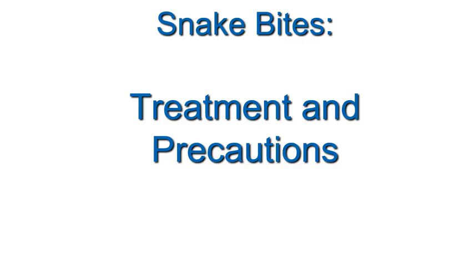Snake bites. We need to keep the extremity below the level of the heart. We need to keep it as immobile as possible to prevent a lot of circulation and the venom getting to the core circulation. If we can identify the snake, that's great, because then we can identify what antivenom we could use. The important thing is to get them to the hospital and immobilize that extremity.